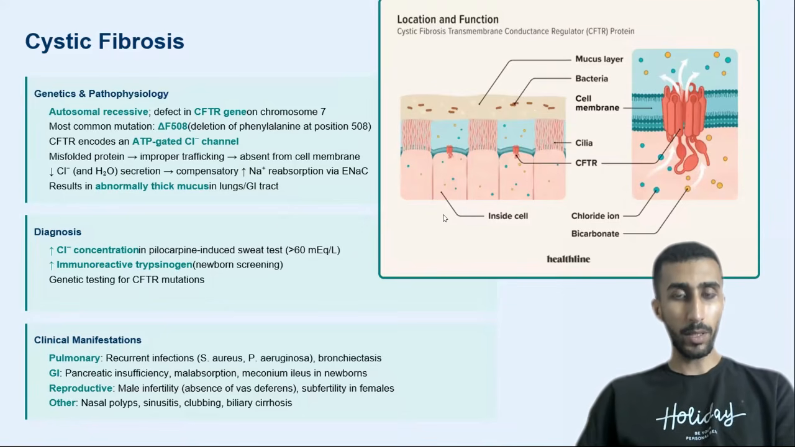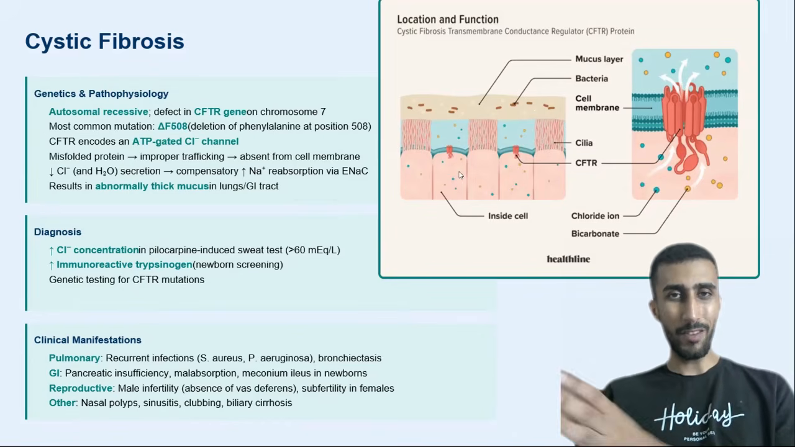This relates to a misfolded protein. This misfolded protein won't reach the cell surface to do its job. This CFTR protein is a channel that is supposed to be on the cell surface to do its job. So if we get the deletion of phenylalanine at position 508, we get a misfolded protein and no healthy CFTR. The CFTR encodes an ATP-gated chloride channel. So these ATP-gated chloride channels will be absent from the cell surface and won't do their job.